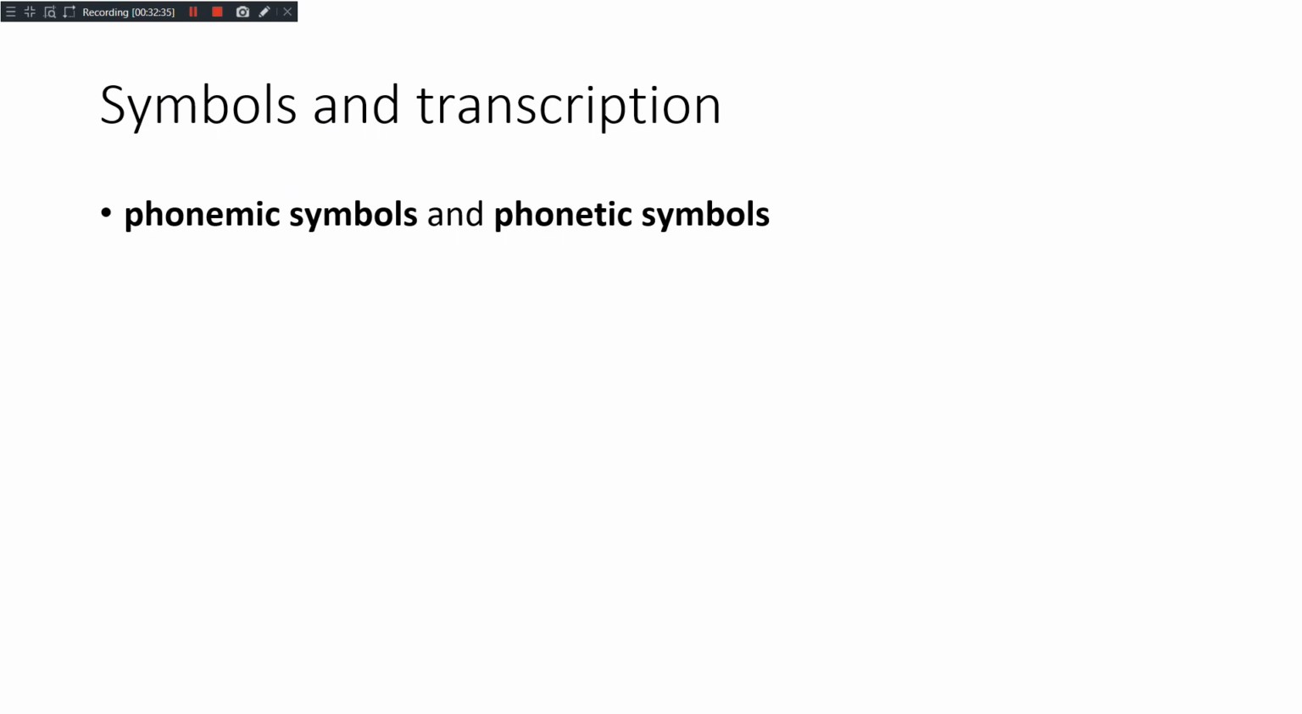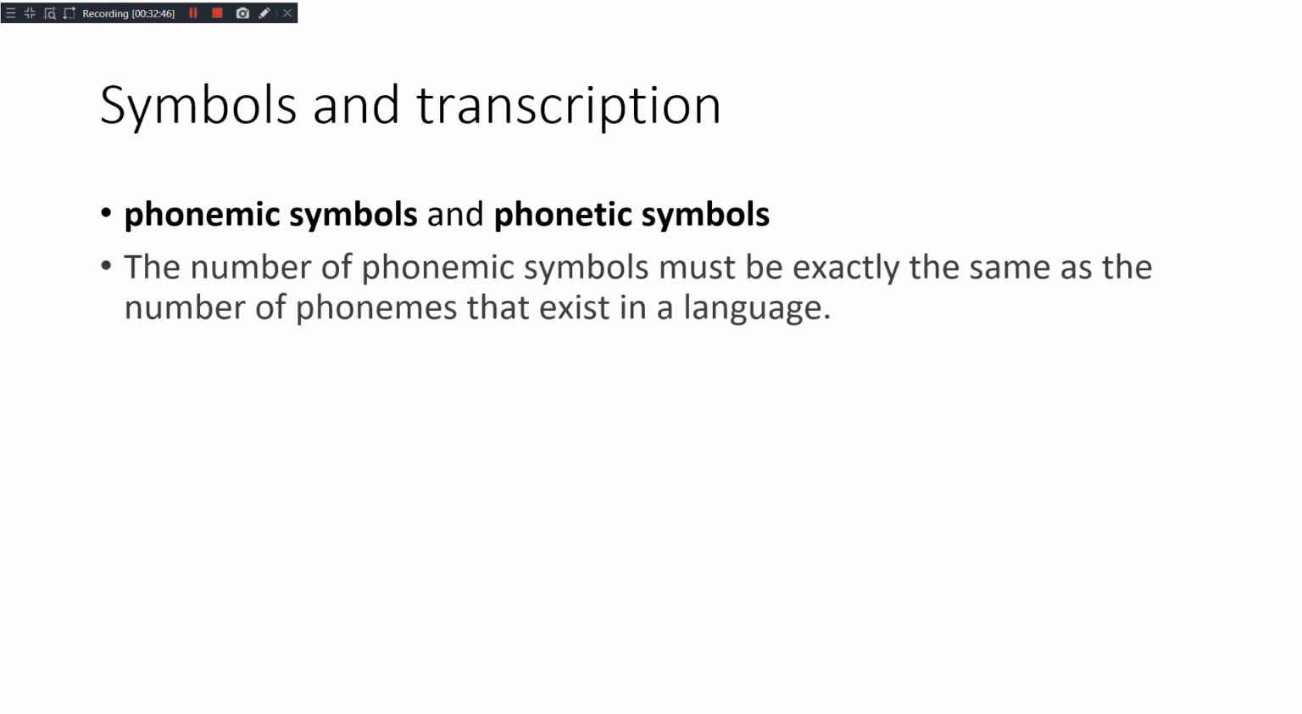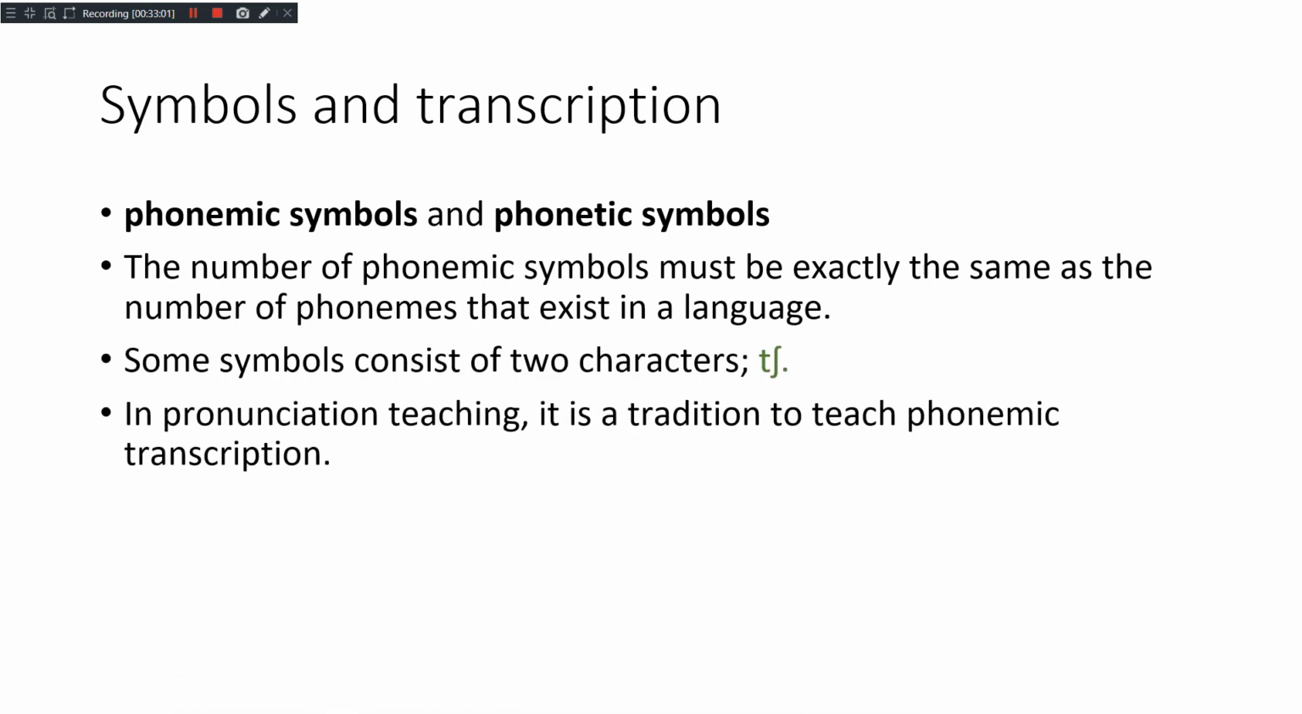In any language, there are phonemic symbols and phonetic symbols. We mainly focus on phonemic symbols because the number of phonemic symbols must be exactly the same as the number of phonemes in an individual language. Therefore, in English, we said that we have 44 phonemes, so there should be 44 symbols in the phonemic system of that language.